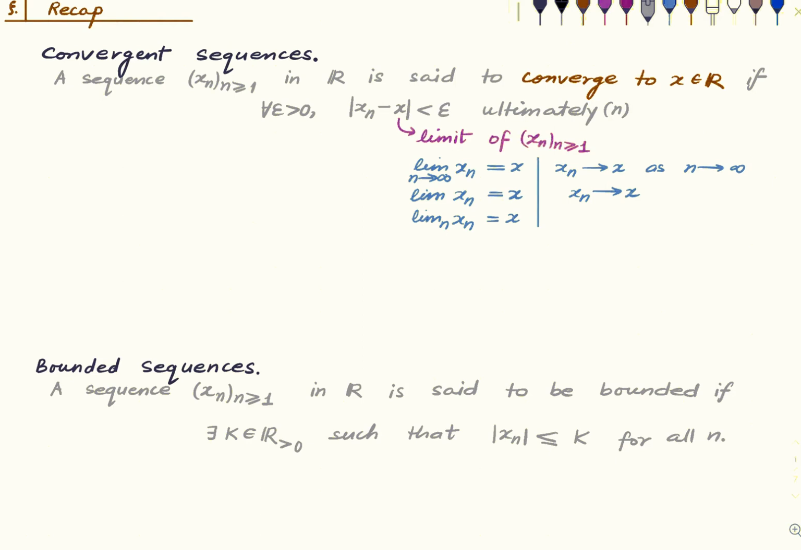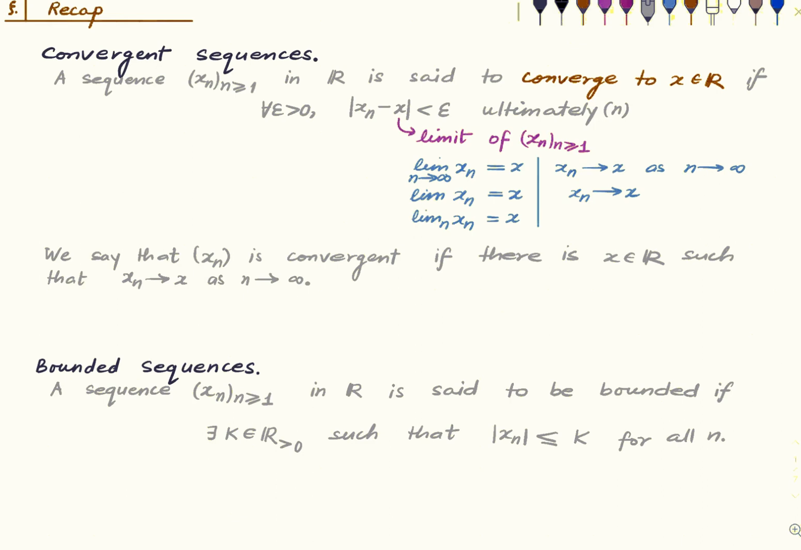Finally, once we have the definition of convergence to a point, we can now define a convergent sequence, which we did in the previous lecture. So we say that this is convergent if there is some point on the real line such that xn converges to it.